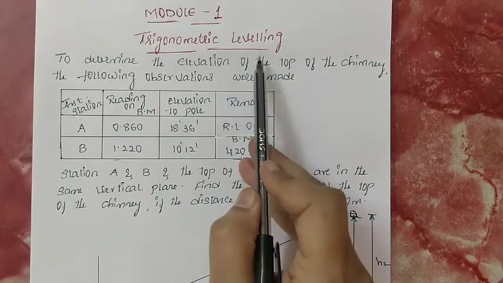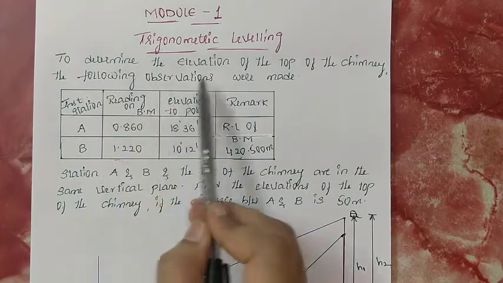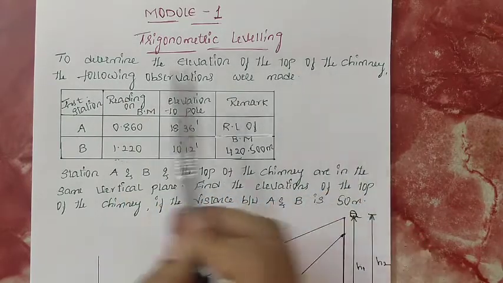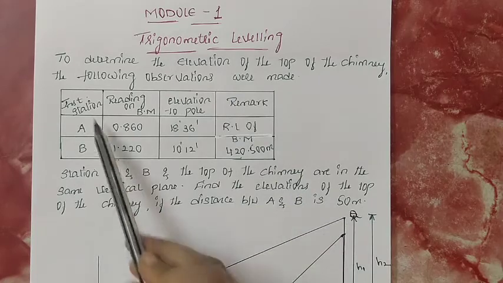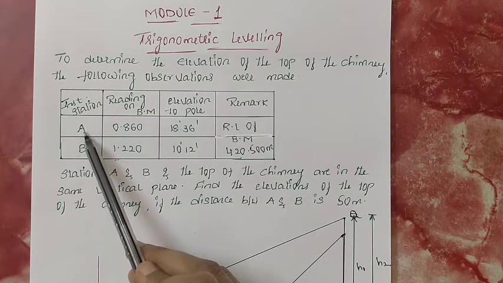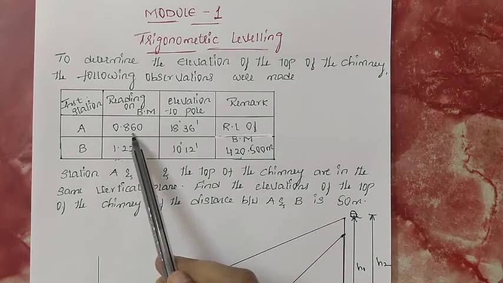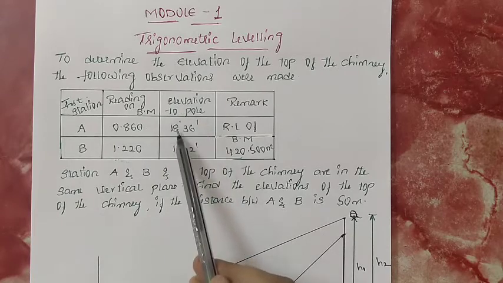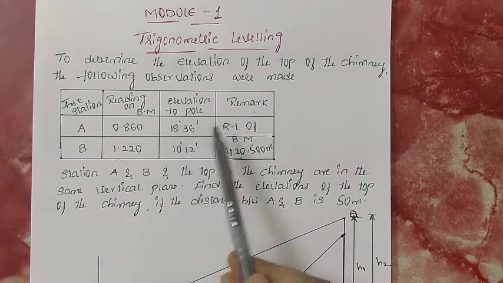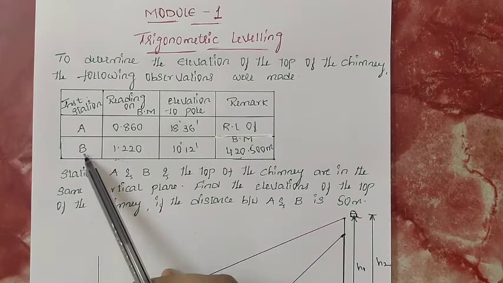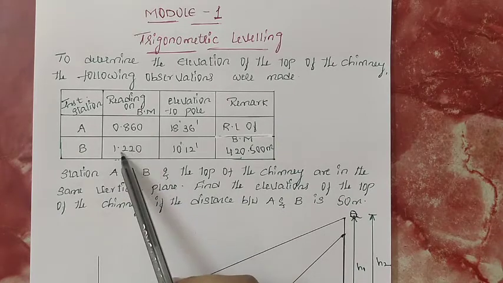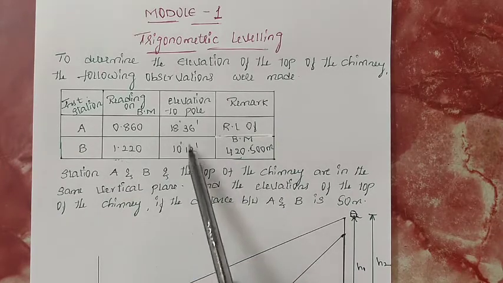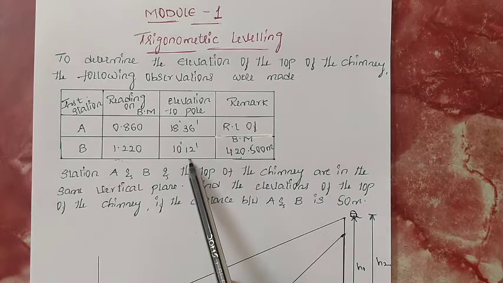Module 1, Trigonometric Leveling. To determine the elevation of the top of the chimney, the following observations were made. Instrument station is at A. Reading on the benchmark is 0.860. Angle of elevation is 18 degrees 36 minutes. And when the instrument station is at B, the reading on the benchmark is 1.220 and the angle of elevation is 10 degrees 12 minutes.